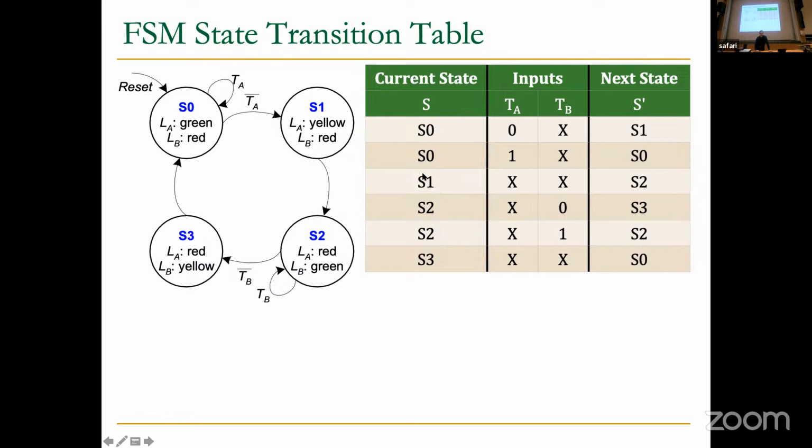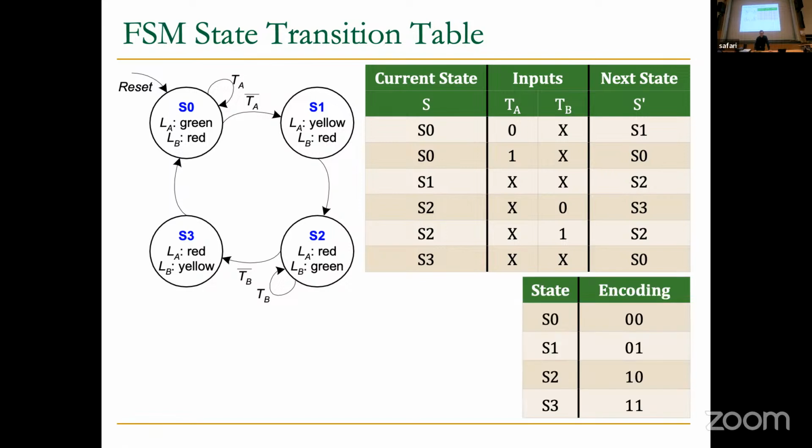So you can basically keep doing this. And then this is an unconditional transition, as you can see. If the current state is S1, it doesn't matter what the inputs are, the next state is always S2. At the clock edge, you change to that next state.